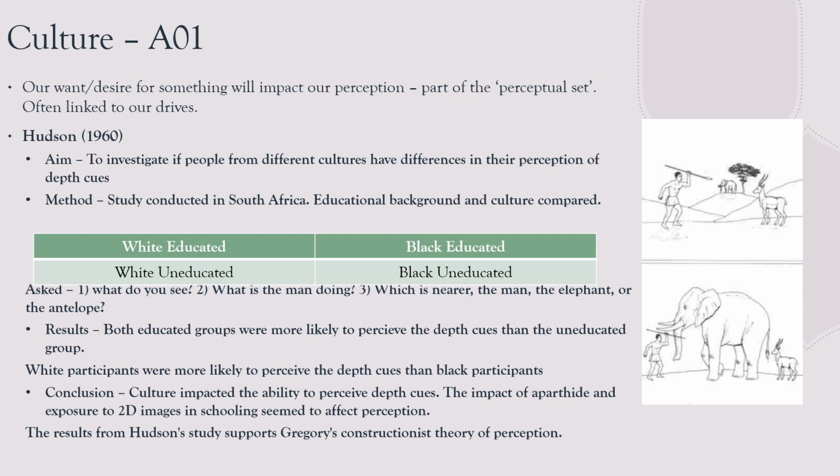Is this accurate or not? Well, that's where, so this would be your AO1. You need to know the aim, the method, the results, the conclusion. What did they aim to do? What did they do? What did they find? What does that mean? We then need to evaluate the study and say whether the study was accurate or not. And there are some issues with this, as we'll see in a moment.